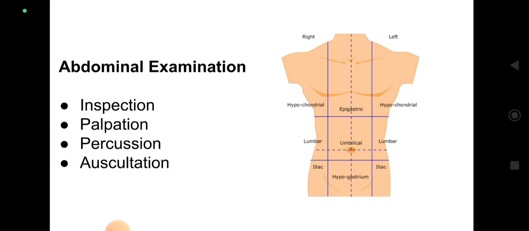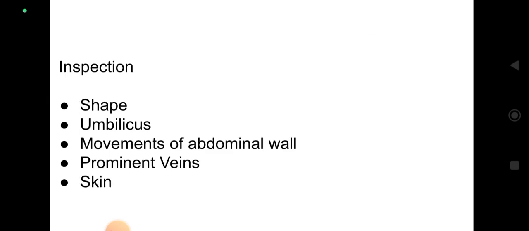In inspection, we note down the shape of the abdomen, umbilicus, movement of abdominal wall, and prominent veins present over abdomen and skin. Shape of the abdomen may be distended or shrunken. Umbilicus may be everted or horizontal as in ascites. Movement of the abdominal wall may be absent. Visible pulsations can be seen or there can be visible peristalsis.